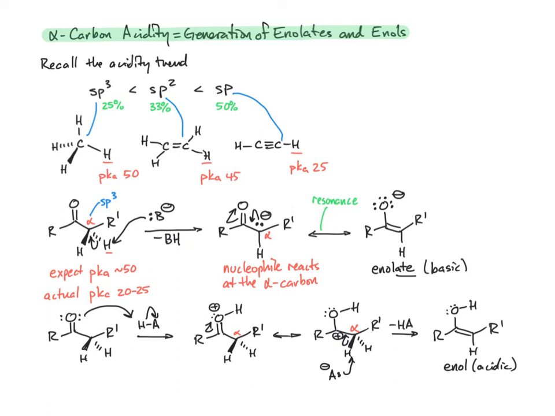So in this screencast, we've looked at the acidity trend based on carbon hybridization. We've then looked at the alpha carbon under both basic and acidic conditions to form enolates and enols. And these are the nucleophiles that we will learn in subsequent reactions to react with electrophiles to carry out substitution of the CH bond at the alpha position.